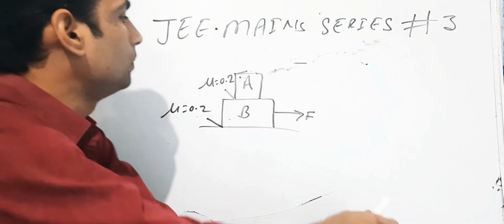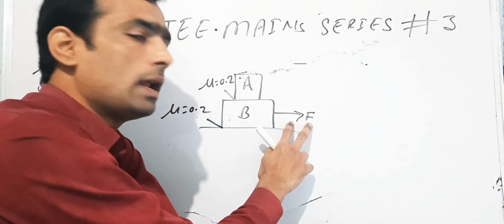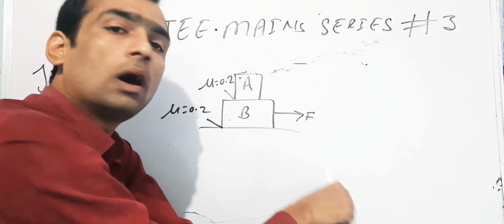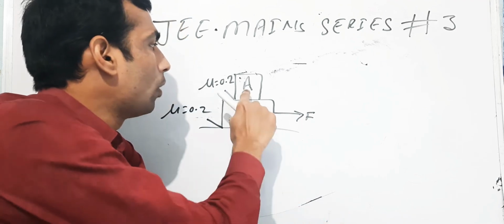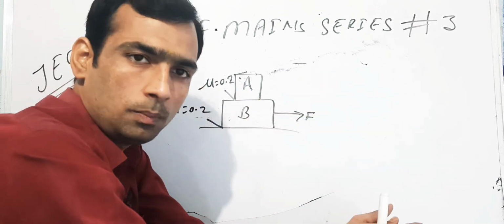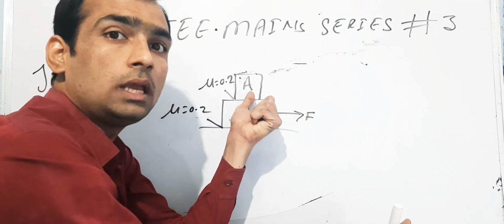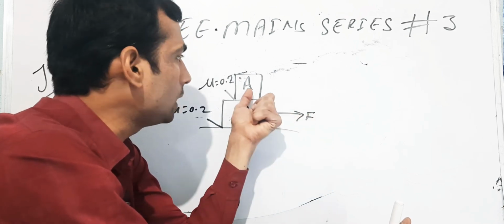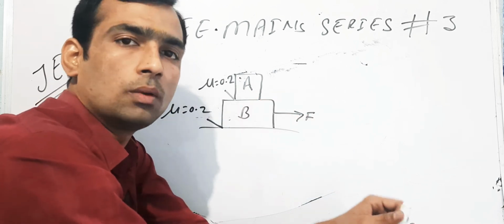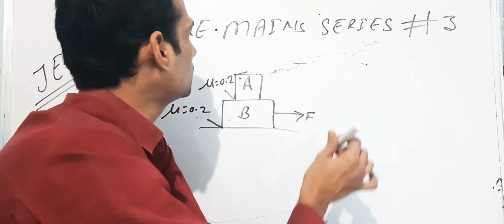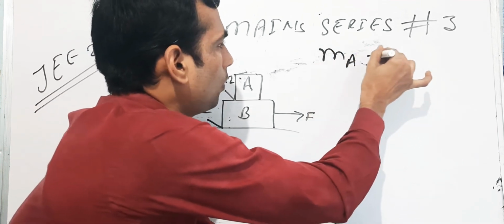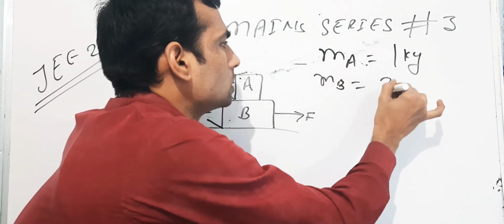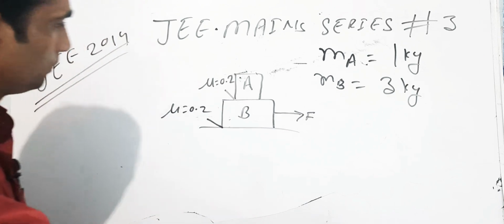What we basically have to find is the value of F that can be applied on block B in the horizontal direction such that block A does not slide on block B. Block A does not slide over block B means find the maximum value of F such that block A does not slide over block B. Some data is already given: the mass of block A is 1 kilogram and the mass of block B is given. So this is the question.